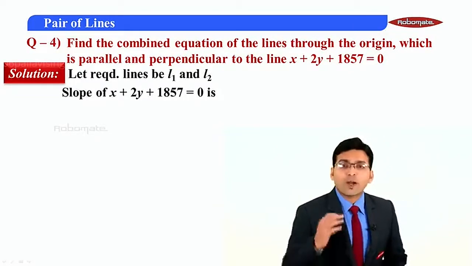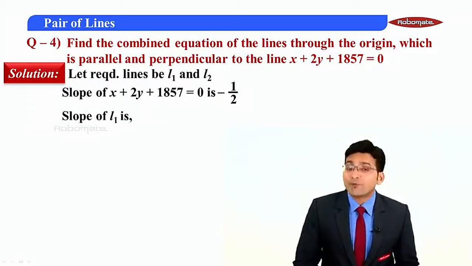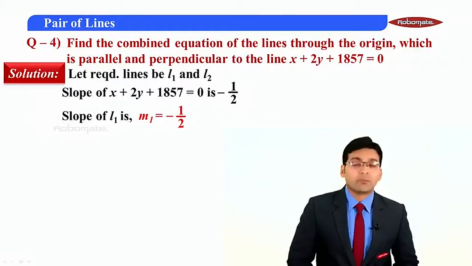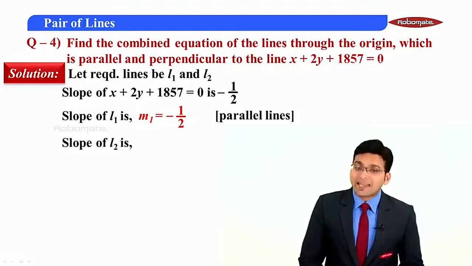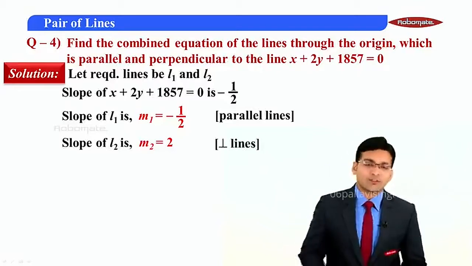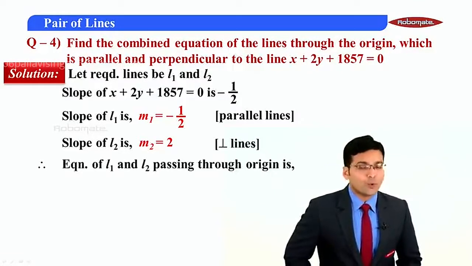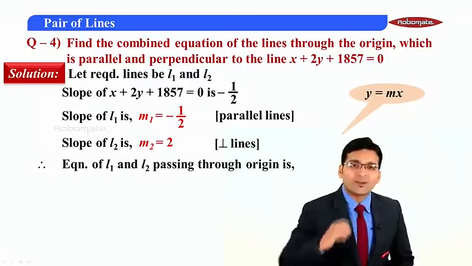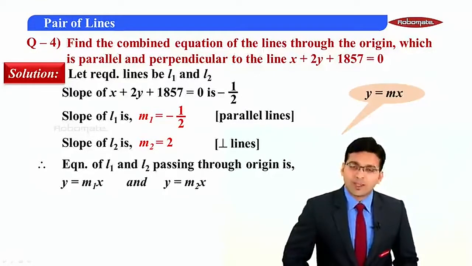Slope of x plus 2y plus 1857 is minus half. Therefore, slope of L1, that is parallel to the given line, will be the same as the given line, minus half. And because of the perpendicular condition, slope of the second line L2, that is m2, will be 2. Now we know that both the lines pass through the origin, and the equation of lines passing through the origin is given by y equal to mx. Therefore, we get y equal to m1x and y equal to m2x.